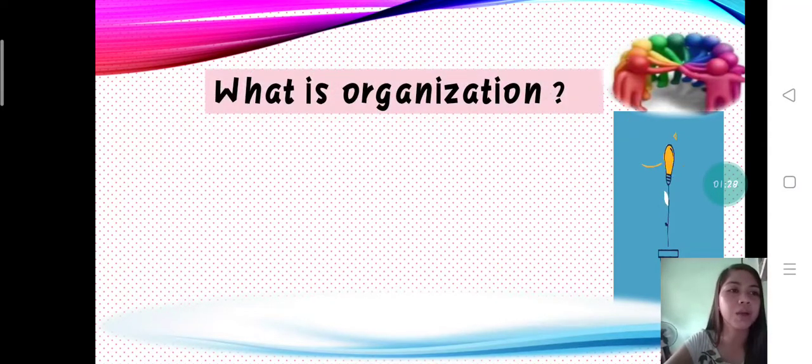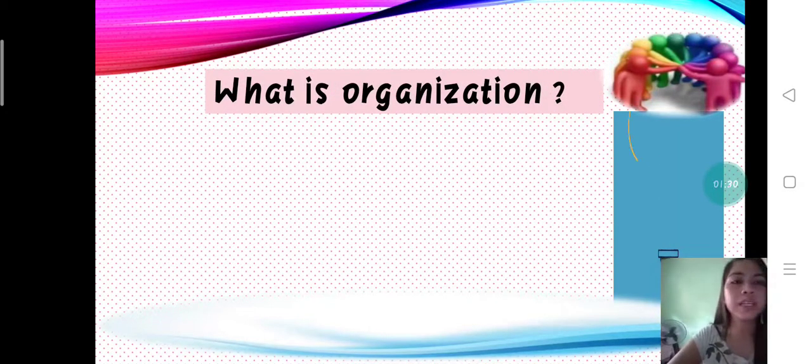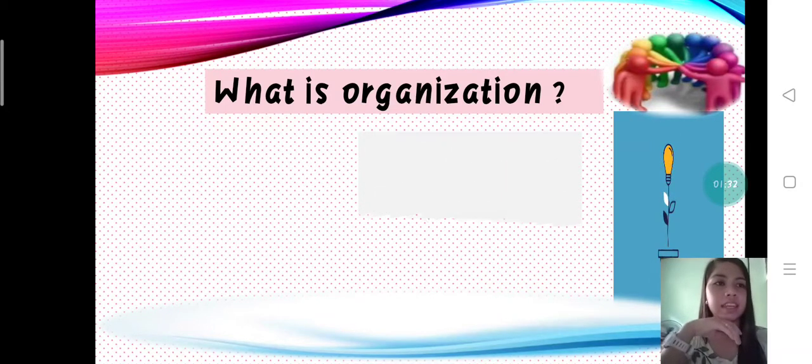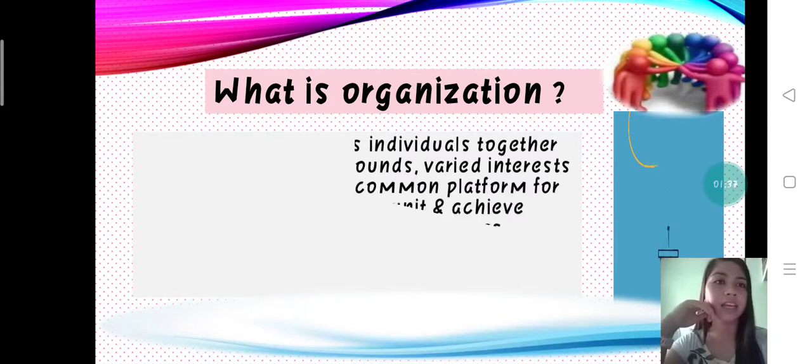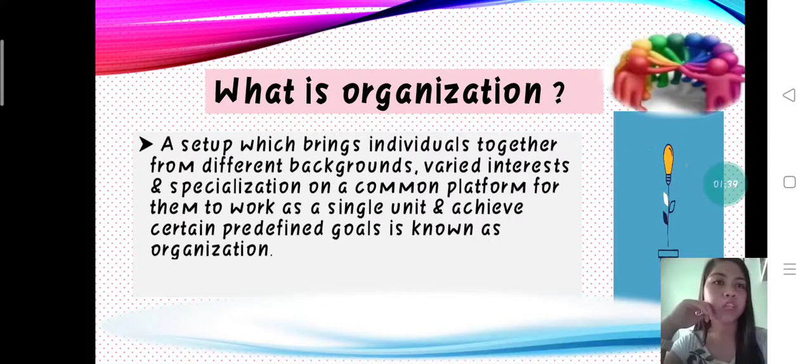So what is organization? When we say organization, it is defined as a setup which brings individuals together from different backgrounds, varied interests, and specialization on a common platform for them to work as a single unit and achieve certain predefined goals is known as organization.